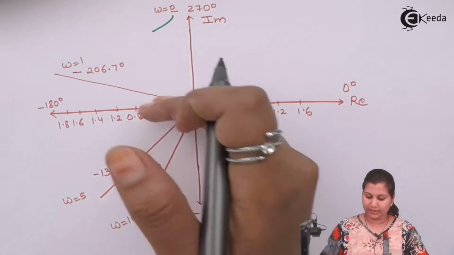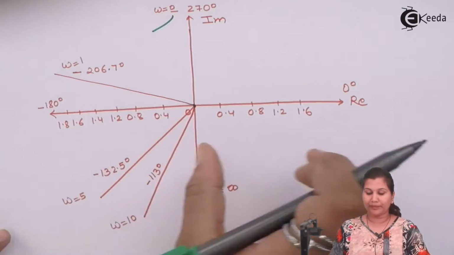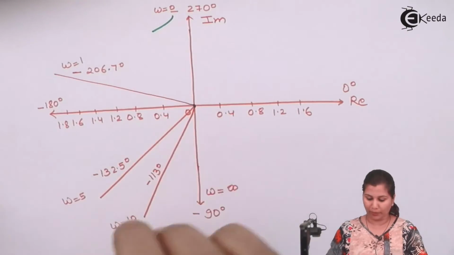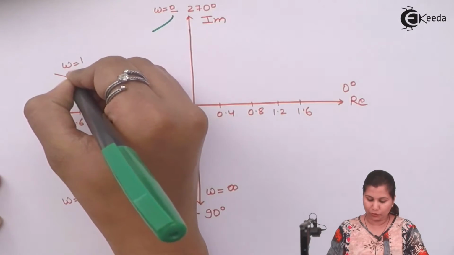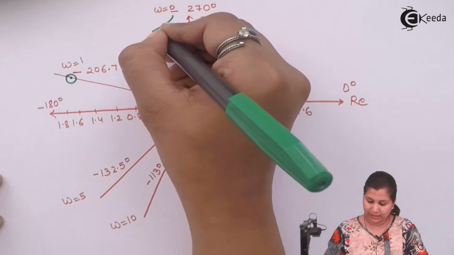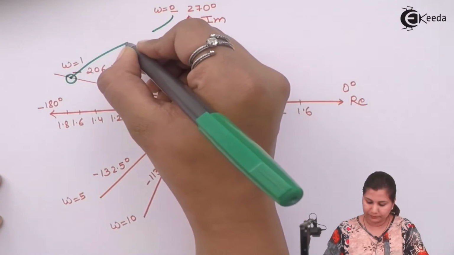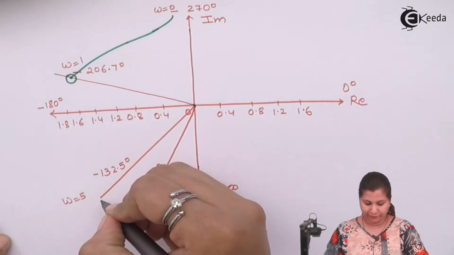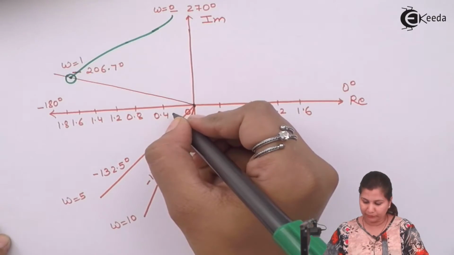Okay, so in this way we are going to mark all the points. Just take an appropriate scale on both the sides, so you can mark the points here. Suppose we are taking the 2.2 point here. Now for omega equals 5, the magnitude is coming out to be 0.2. So 0.2 will be here.